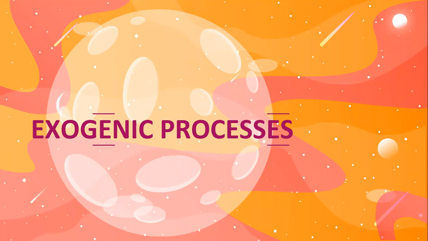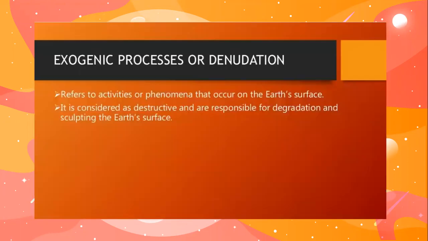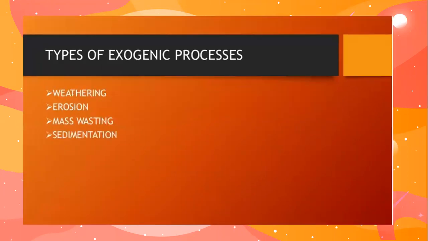Now let's go on to the exogenic processes. From the word itself, exogenic, exit. What I need you to remember is that exogenic processes are the processes that affect how rocks or landforms are formed outside the Earth's surface. Phenomena that occur on the Earth's surface are considered destructive and are responsible for the aggradation and sculpting of the Earth's surface. We have the different types of exogenic processes: weathering, erosion, mass wasting, and sedimentation.